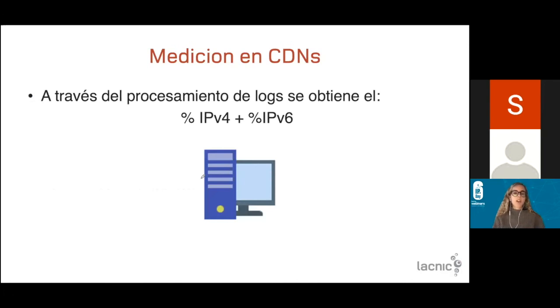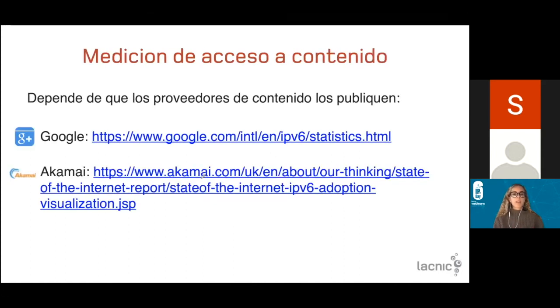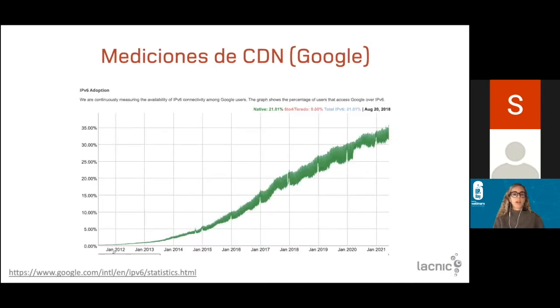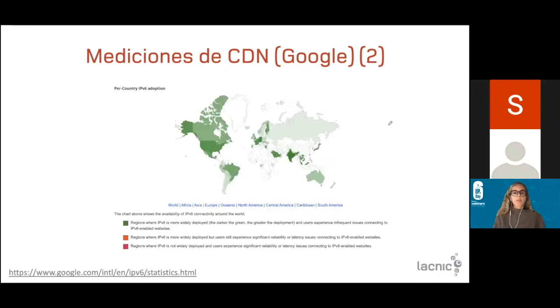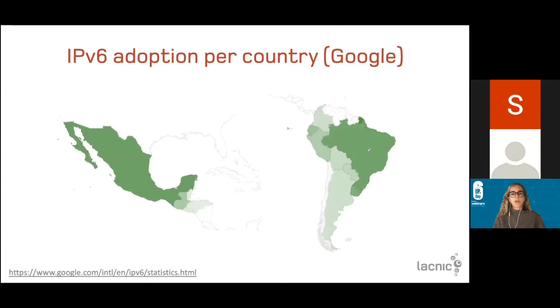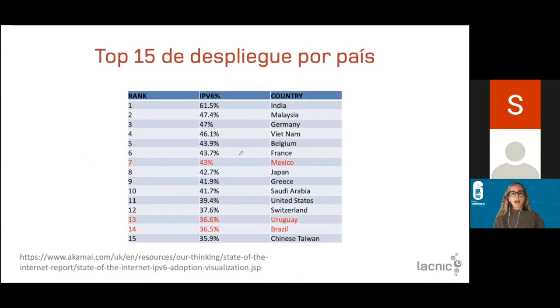It is done through the processing of the logs, how much traffic comes in through IPv6 and IPv4. Here you see that Google shows that it's increasing over 35% in the last month. Here we can see the deployment in each of the countries. We see that in our region, Brazil is one that has deployed the most, and so is Mexico. Here you see it better. We have Mexico, 43%, Uruguay and Brazil, 2%.